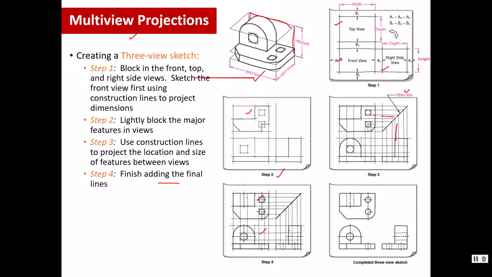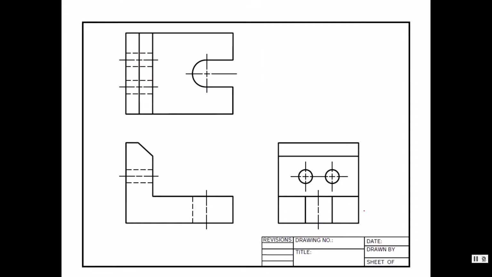So we polish it a little bit so that this is the completed 3-view sketch. This is a step-by-step way of drawing a 3-view projection drawing. At the end, you're going to get something like this. It's very neat, it's very clear. This is the front view, this is the top view, and this is the side view.